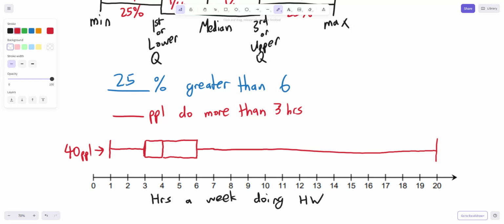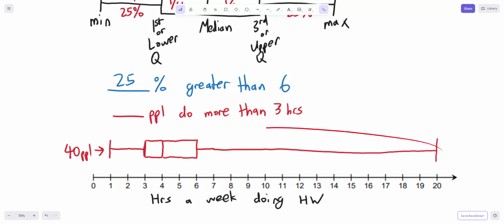So how many people do more than 3 hours of homework a week? So you would look here, 3 is right here. So all these people do more than 3 hours, all these people do more than 3 hours, and all these people do more than 3 hours. But here we're not asking percent, we're asking people, right?